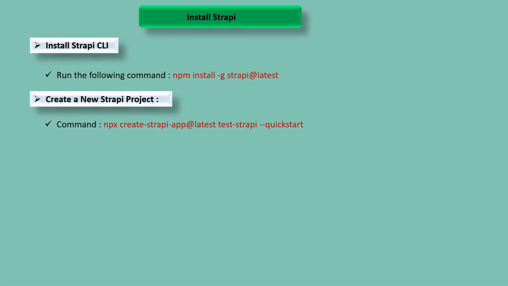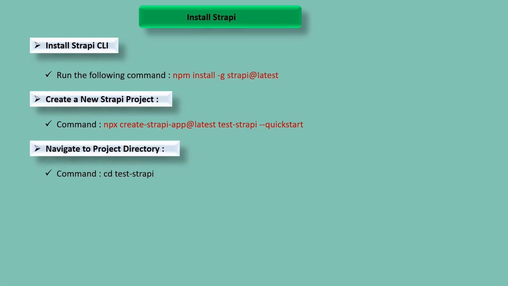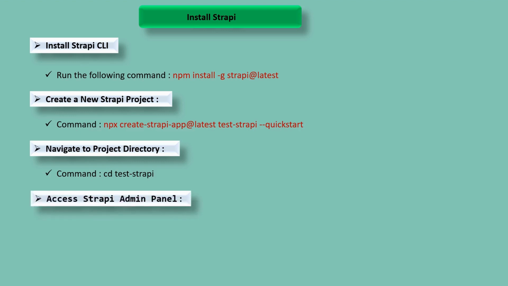Create a new Strapi project. Command: npx create-strapi-app@latest test-strapi --quickstart. This command initiates the creation of a new Strapi project named test-strapi using the latest version of the Strapi app creator. Navigate to project directory. Command: cd test-strapi. Move into the newly created project directory to access and manage project-specific files and configurations.